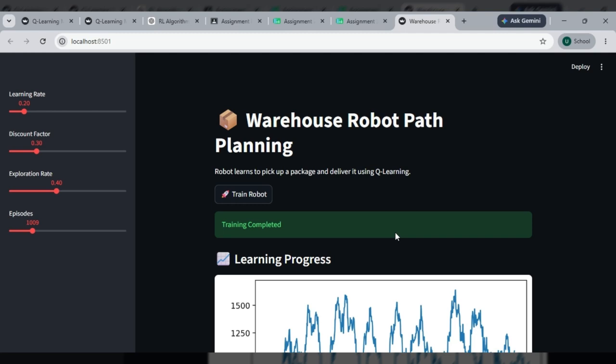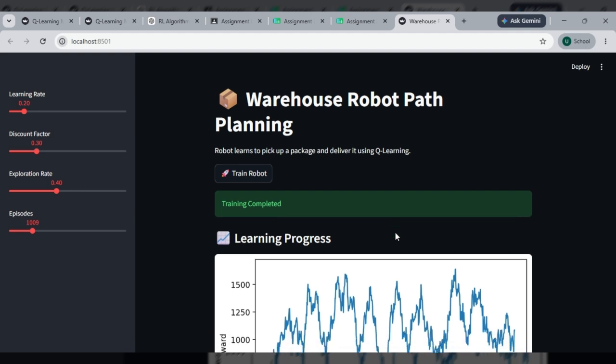Hello everyone. Today I am presenting my reinforcement learning project titled Warehouse Robot Path Learning using Q-learning and Streamlit. The main objective of this project is to develop an intelligent warehouse robot that can learn how to navigate through a warehouse environment, pick up packages, avoid obstacles and successfully deliver the package to its destination. The project demonstrates how reinforcement learning can be applied to real-world warehouse automation and logistics systems.